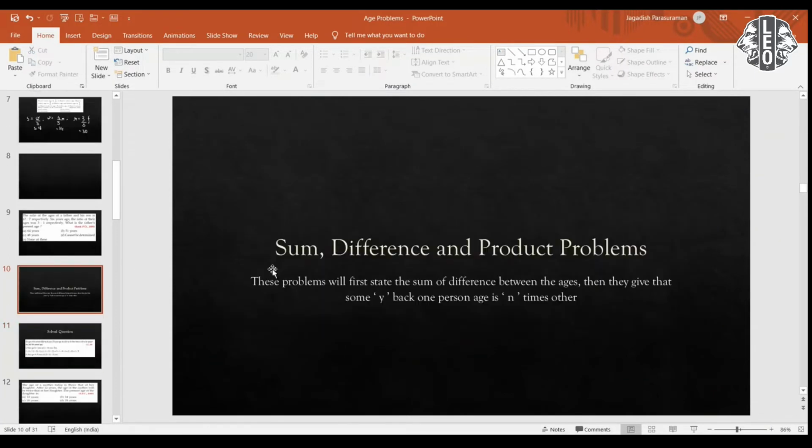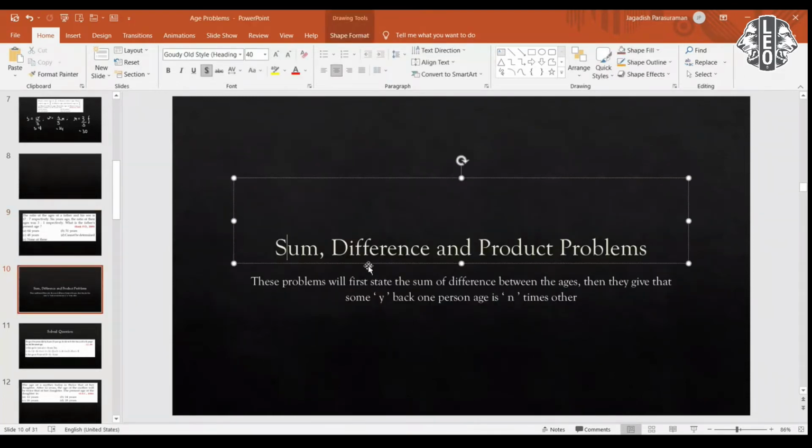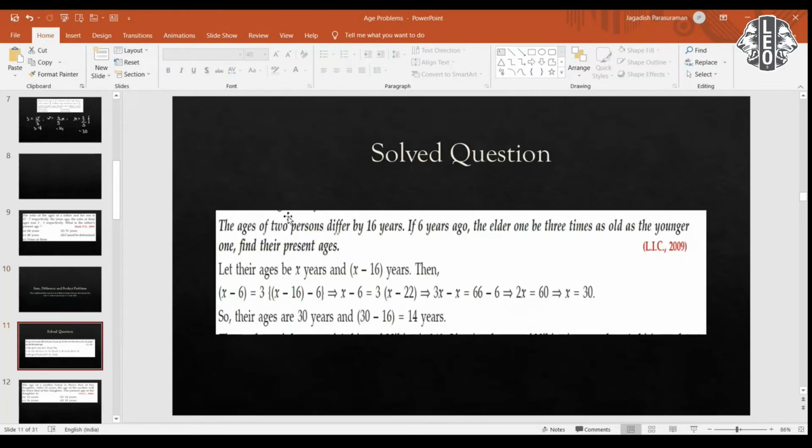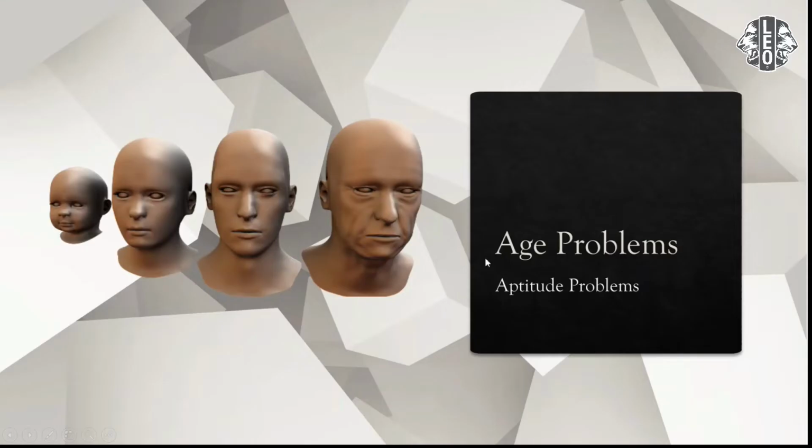The next one is the most predominant type of problem that we usually get: sum, difference and product types. These problems will initially tell you the sum or difference of the ages, and then they'll say that one person is n times the other. Again, they'll give you a ratio, or it could be considered a product, depending on you. So in this case, the ages are given with a difference, and then they say, if 6 years ago the elder one was 3 times as old as the other. So I'll go into this ratio and make sure.